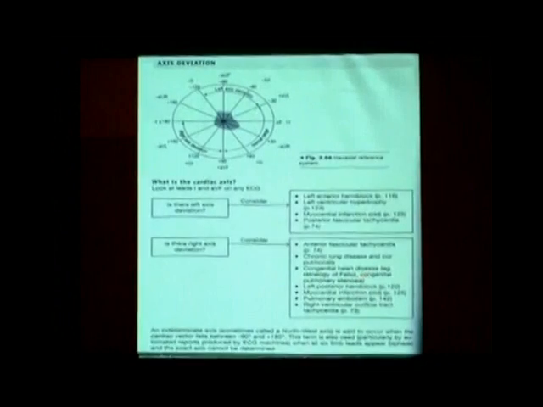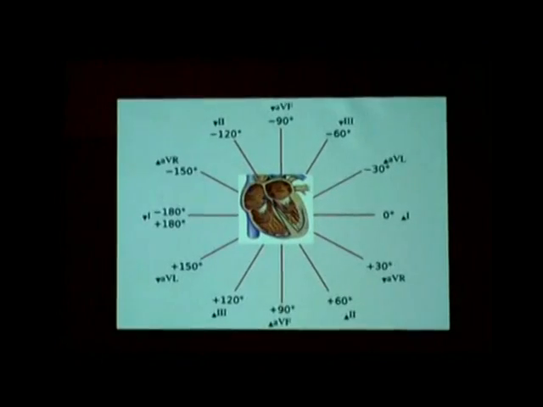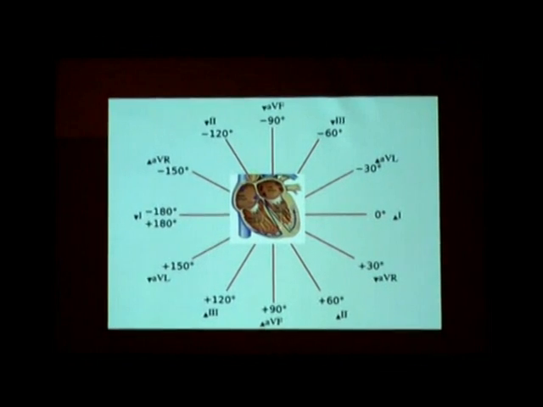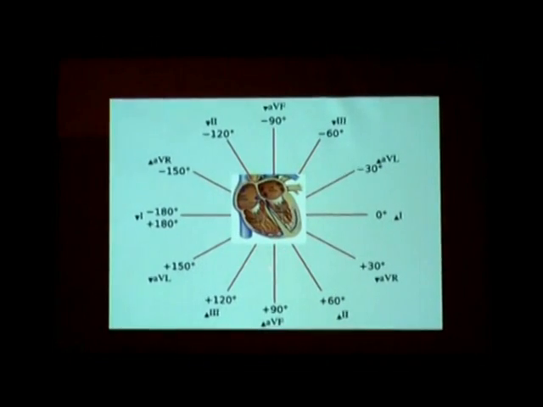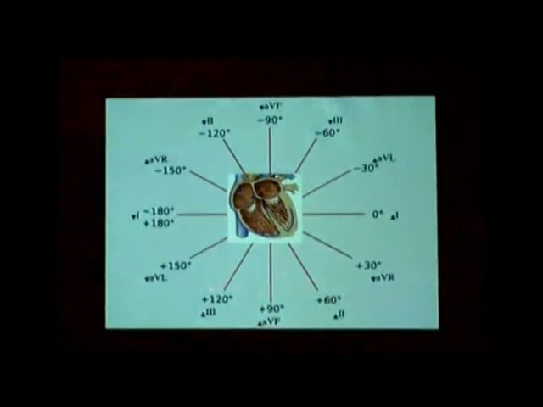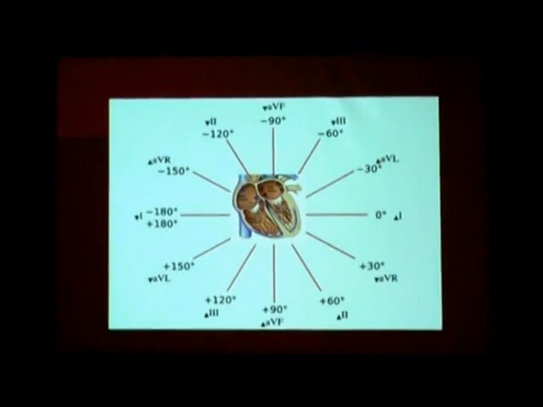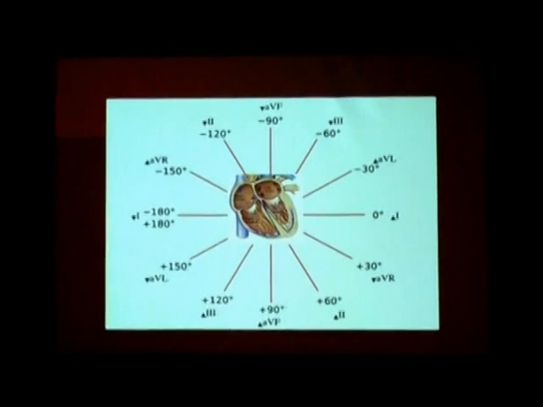So this is the axis deviation. If it is a left axis deviation, think of left anterofascicular block. If it is a right axis deviation, think of right ventricular hypertrophy due to various reasons. Please remember the numbers. L1 is 0, L2 is plus 60, AVF is plus 90, L3 is plus 120, AVR is minus 150, AVL is minus 30. So just remember the numbers.